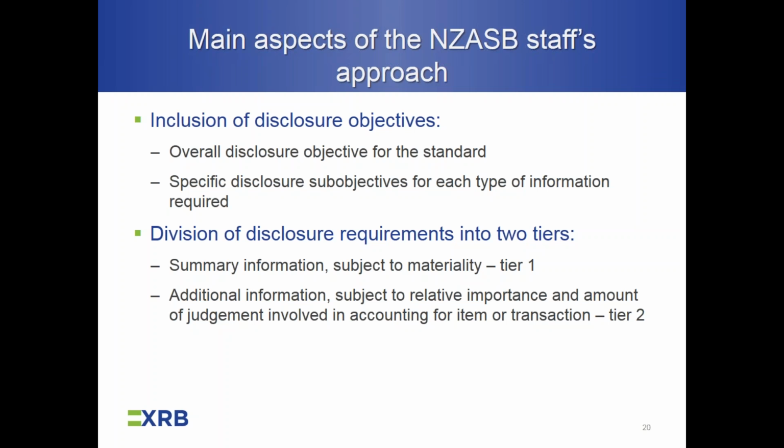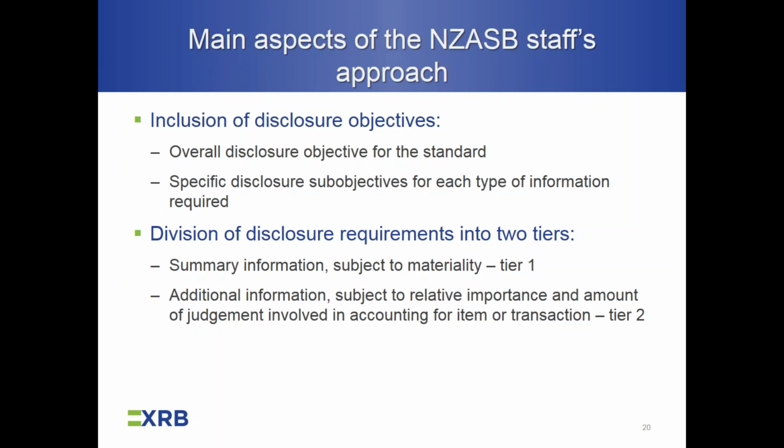Another aspect of the NZASB staff approach is that there are 2 tiers of information. There is a summary, or Tier 1, whereby you select types of information to give an overall picture of the item or transaction. These disclosures would always be disclosed, subject only to materiality. This would give some consistency and comparability across entities.